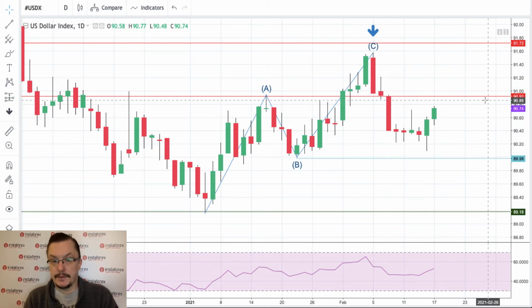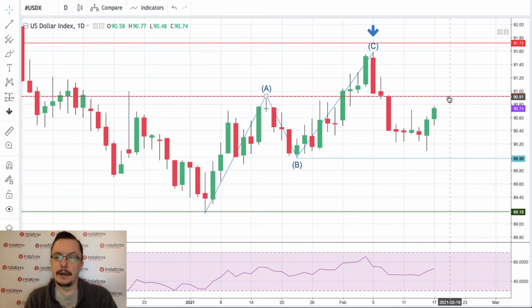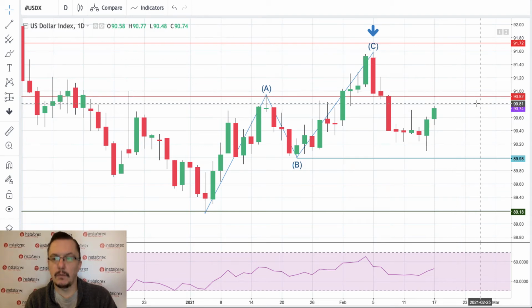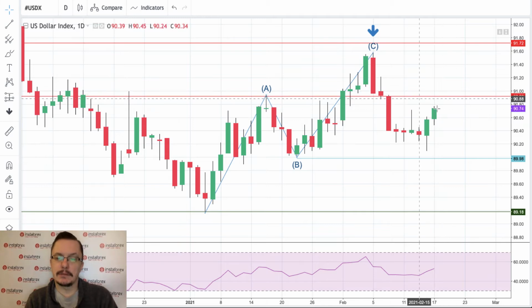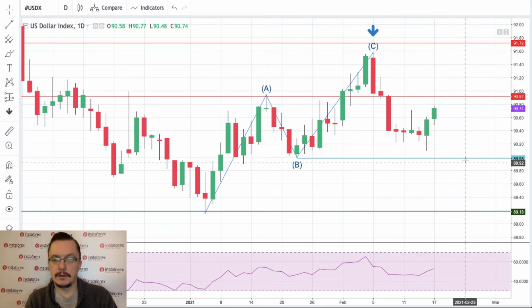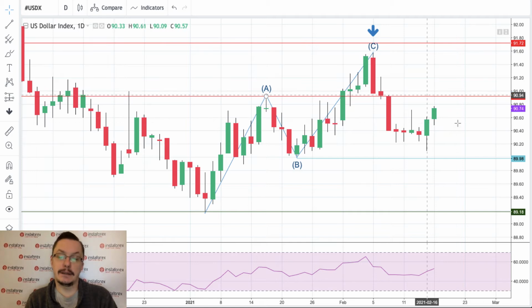So the key level for the bulls now is 90.92. Maybe the US data will trigger some buying frenzy on the US dollar market. Then of course we would go way above the 90.92 towards 91.72, or the market will be capped around here. And then of course we will go again lower towards 89.98 and of course 89.18. So right now, kind of a trendless market.